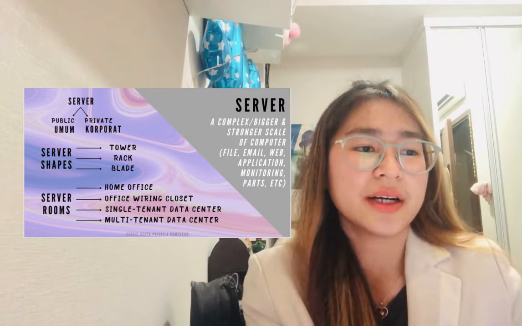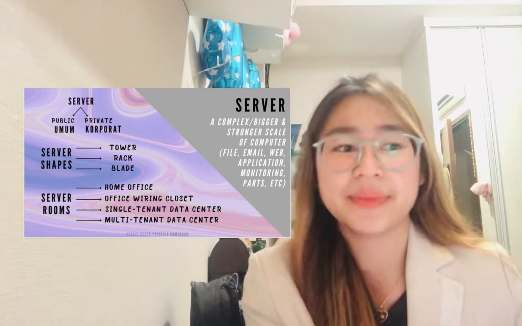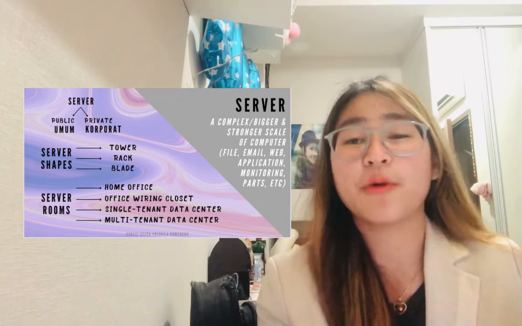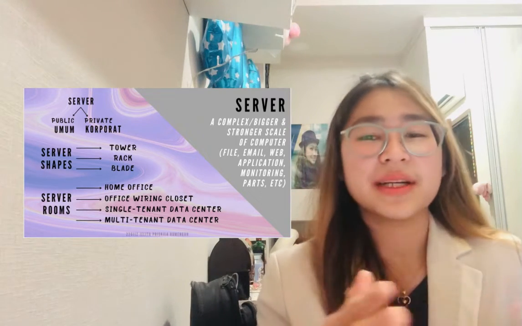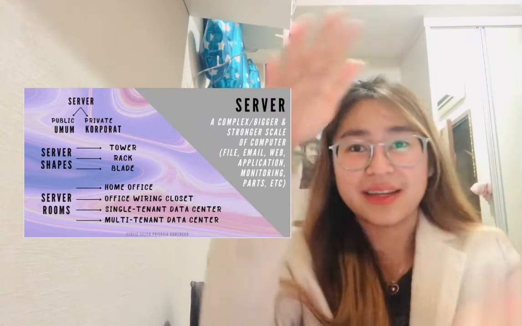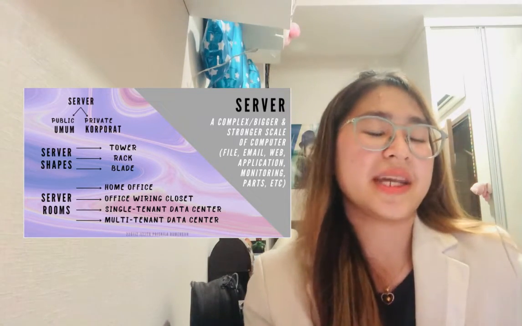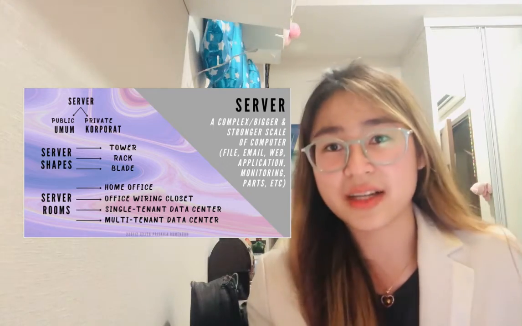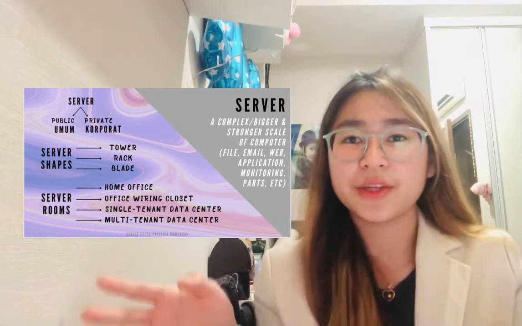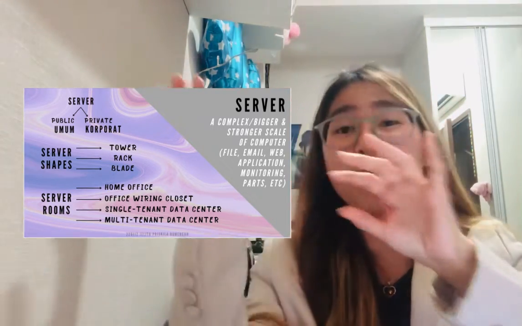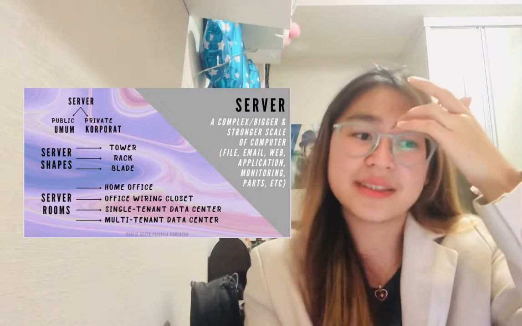Those are three shapes of server. The first one is tower. The tower is just like standing tall. It is tall like a tower. And the second shape is rack server. It's like a rack. You can put the servers in order as you want.